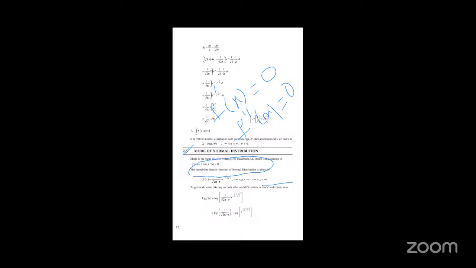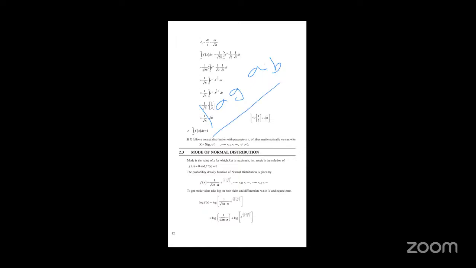We can see an error here, I'll rectify it. Here we are taking f dash of x equals 0 and f double dash of x should be less than 0, not equal to 0. There is a mistake, please correct it. So f double dash of x is less than 0. It should be less than 0.